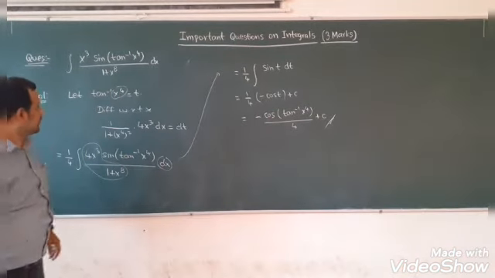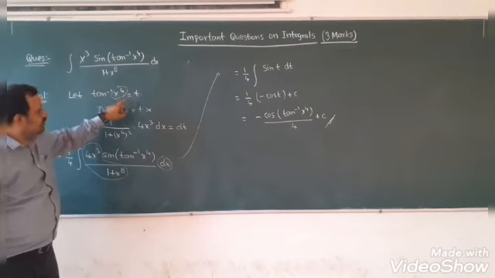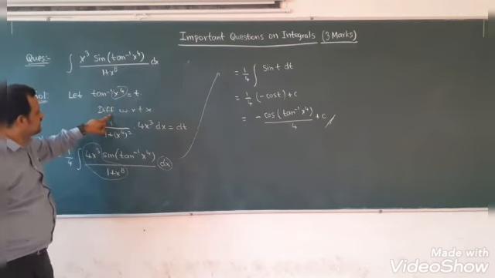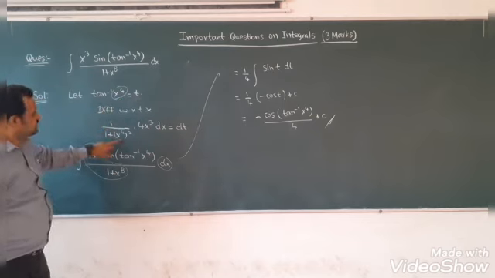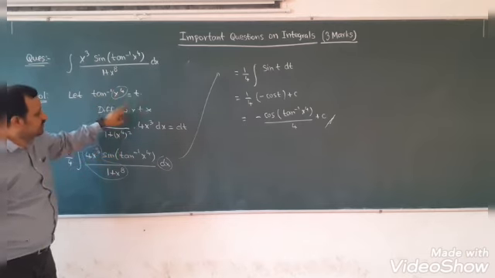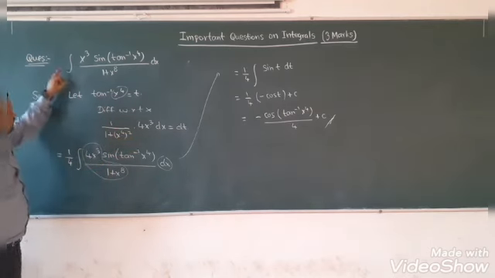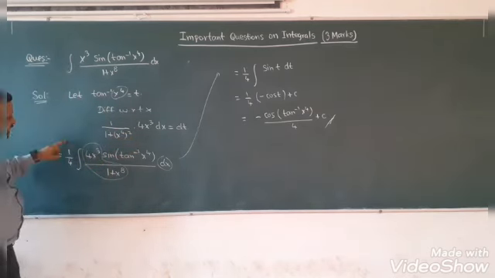So again, a very simple question. Let tan inverse x to the power 4 equal t. Differentiate: 1 by 1 plus x to the power 8, and the differentiation of x to the power 4 is 4x cube, dx equals dt. So 4 is missing here, so multiply and divide by 4. So this will become dt.